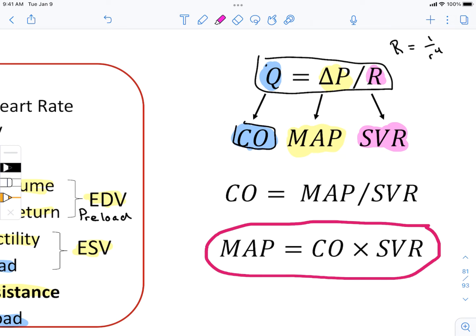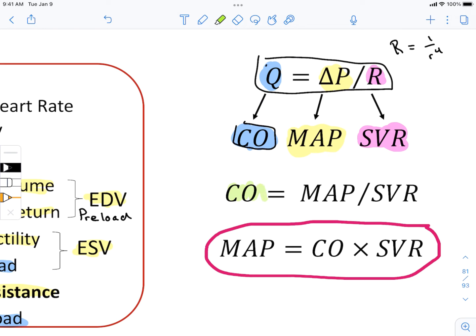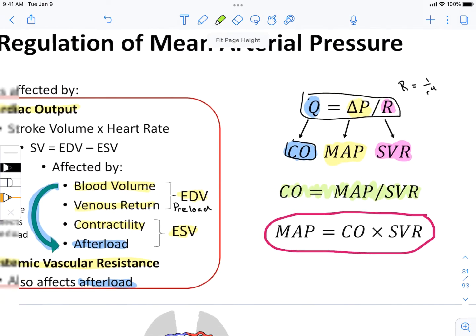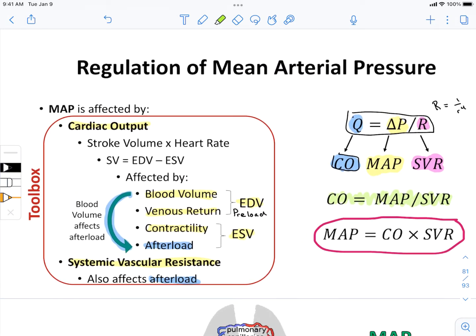Why does this matter? Well, this is going to give us an equation. If we rearrange things, first it gives us this equation, where we can see that cardiac output is equal to the mean arterial pressure divided by the systemic vascular resistance. And then if we rearrange that equation, we get the equation circled below, where we have cardiac output times systemic vascular resistance. That's just simple algebra, rearranging that equation. So this is my toolbox. Let's look at it in more detail.